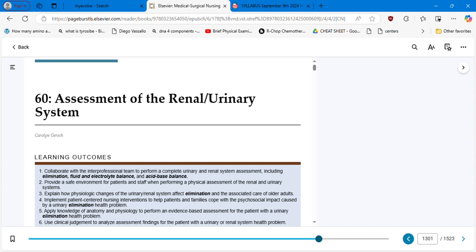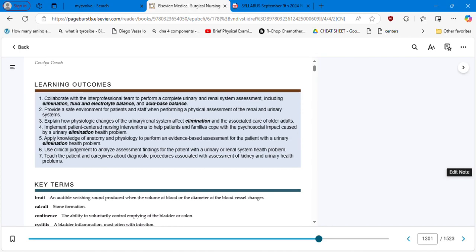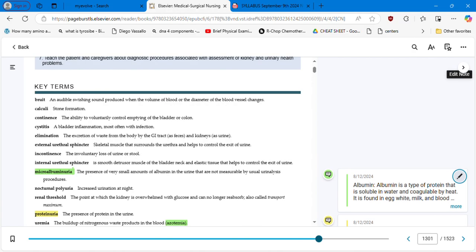Hello, students. Welcome to the renal urinary system, the assessment of the renal urinary system. So we're going to review a couple of terms. Calculi is the stone formation.